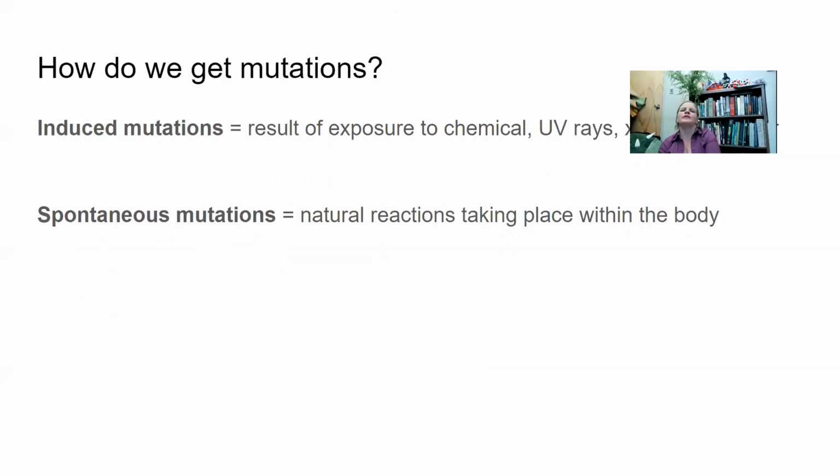Okay, so where do mutations come from? There's a couple of different ways. So these are induced mutations. This could be a result of exposure to chemicals or ultraviolet rays from the sun or x-rays or kind of anything that's exterior that's affecting the genome of the creature in consideration. And then the spontaneous mutations are where those error rates aren't captured by any of those 3 mechanisms that we just discussed. So these are natural reactions that take place within the body that aren't caught by any of the proofreading mechanisms.